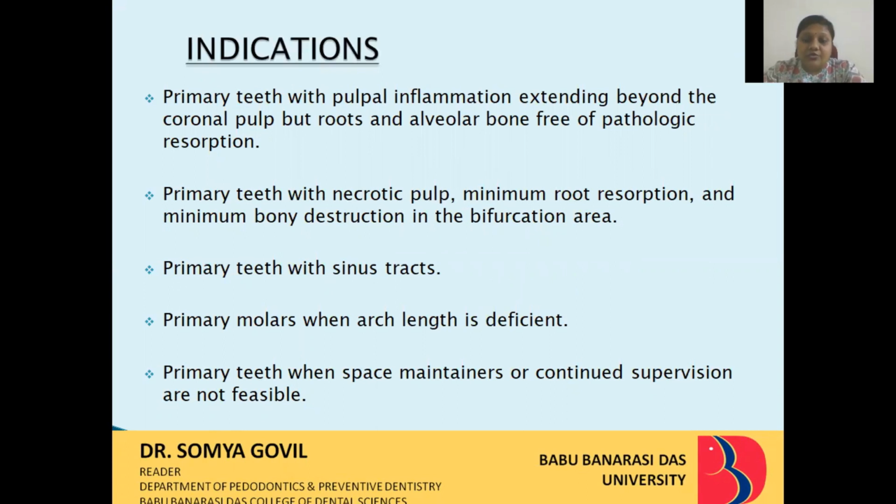As we all know, all procedures have their definitive indications and contraindications. Firstly, we will talk about the indications. The primary teeth with the pulpal inflammation extending beyond the coronal pulp, but roots and alveolar bone free of pathologic resorption. The second indication is the primary teeth with necrotic pulp, minimum root resorption, and minimum bony destruction in the bifurcation area. Primary teeth with sinus tracts.